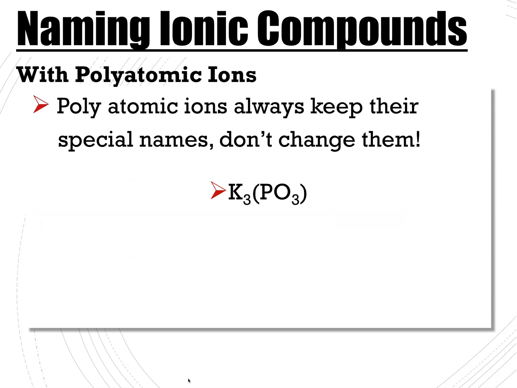Now, when it comes to polyatomic ions, they always keep their special name. You're not going to add the "ide," you're not going to do this or that. You just go with what the name of the ion is. So potassium is just a monatomic ion. It's potassium. And PO3 is the name phosphite. It's on your ion sheet, so you can look for that. But again, pretty straightforward when we're dealing with ionic compounds, metal and non-metal. It's just potassium phosphite. Just name each ion.